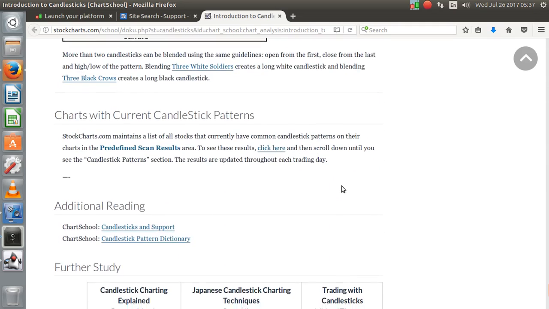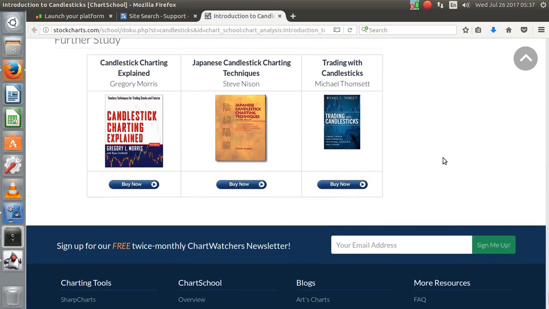If you want to buy books, you can buy the books on Amazon by Steve Nison and Gregory Morris, Candlestick Charting Explained, and of course Steve Nison is known as the father of candlesticks, Japanese candlestick charting techniques. There is another book I recommend, which is Beyond Candlesticks, also written by Steve Nison, and you'll find that one on Amazon.